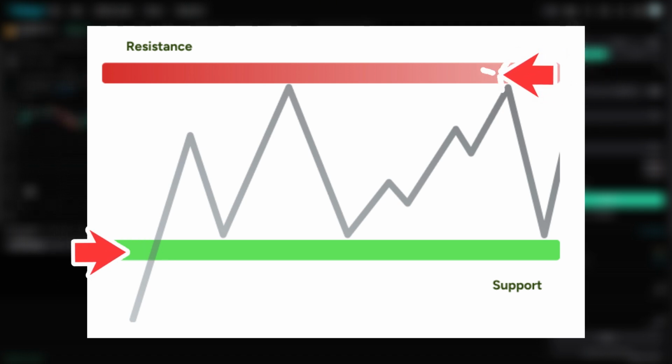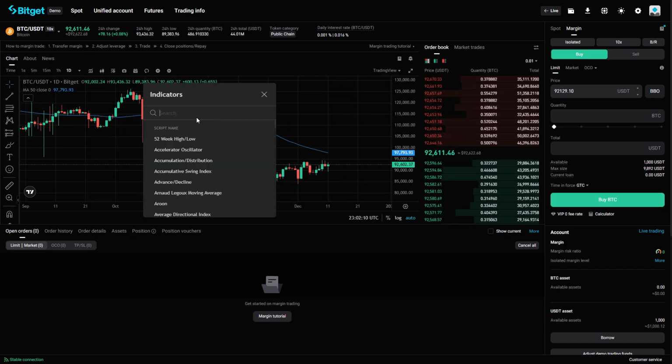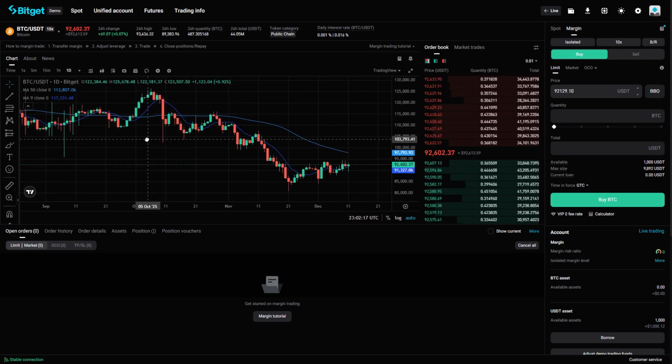Now, let us add some indicators. Click on the Indicators button at the top of the chart. You'll see a huge list of technical indicators. Here are the ones I use most often. First is the moving averages. These smooth out the price action and help you see the overall trend.